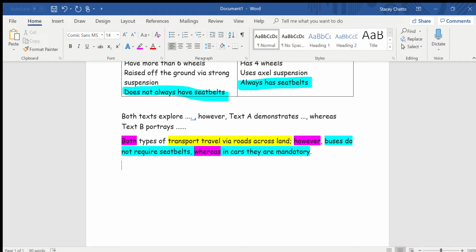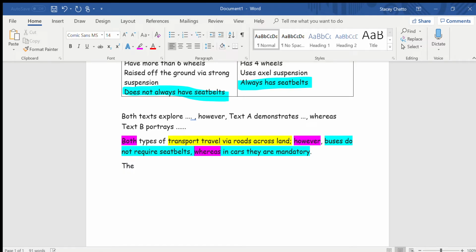All right, if we were going to expand on our discussion of buses and cars, we would then go and talk about seat belts and why they are not necessary in buses and why they are mandatory in cars. That would be our next discussion point. So buses, both types of transport travel via roads across land. However, buses do not require seat belts, whereas in cars they are mandatory.